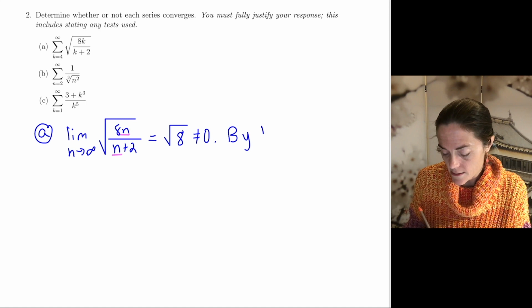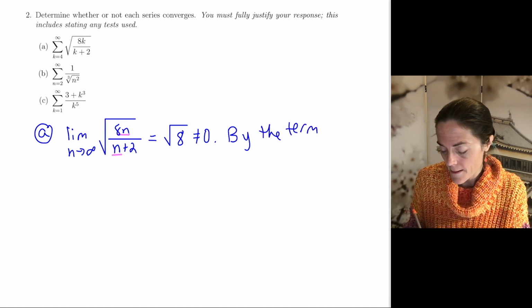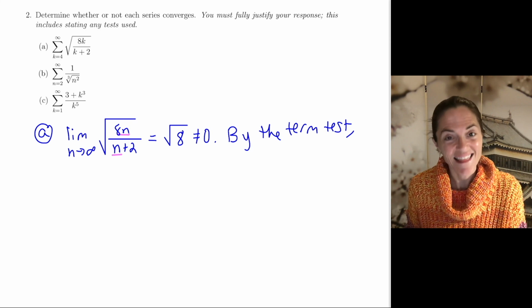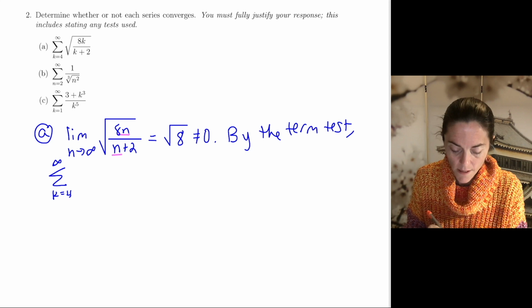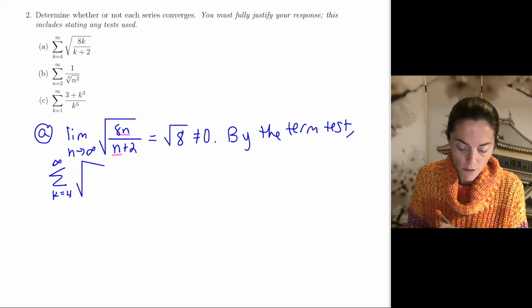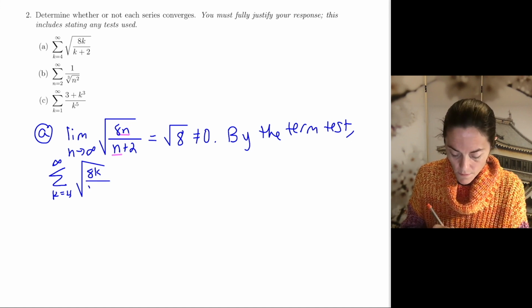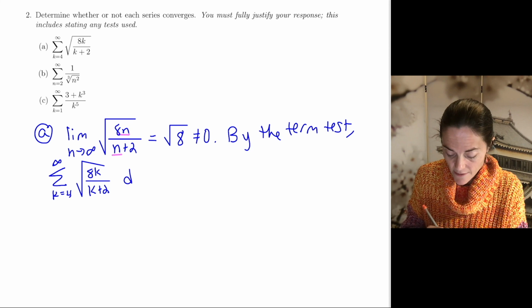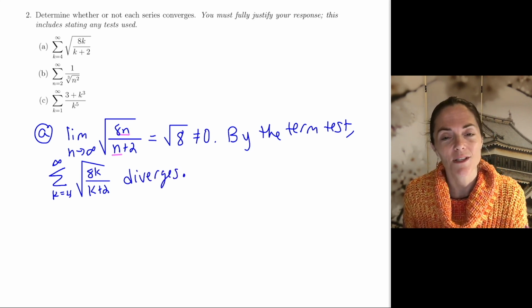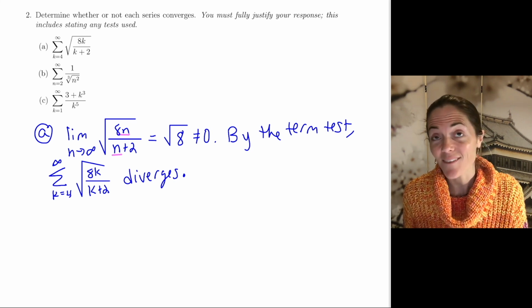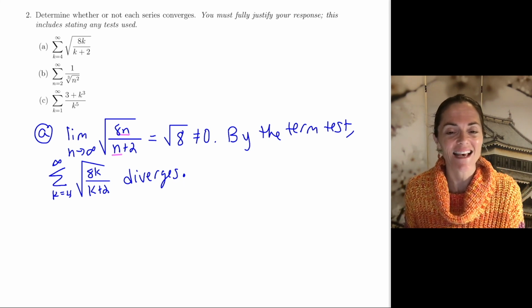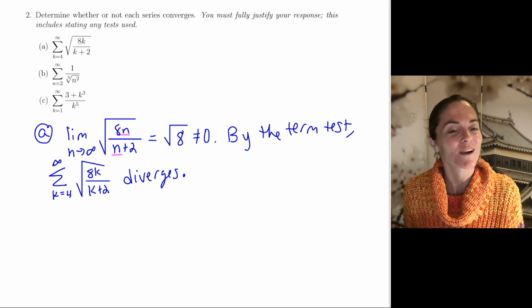Now we quote the test, the term test, and then we state the conclusion: the series, and this one starts at 4, which is perfectly fine, the sum of square root of 8k divided by k plus 2, diverges. Diverges is the only possible conclusion of the term test. You will never conclude converges using the term test. Never. It's just not a possible conclusion of that test. So be careful of this in your work.